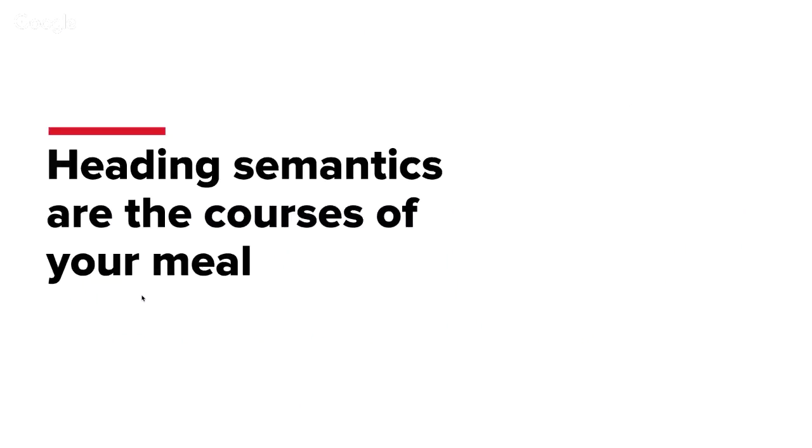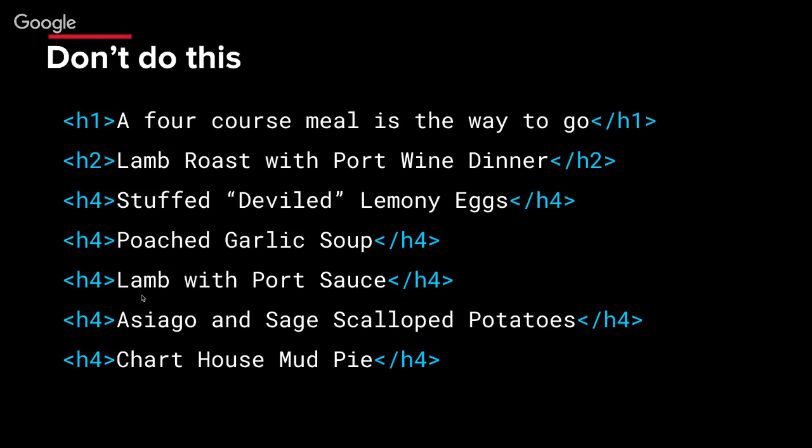This is the way I like to think of headings. Heading semantics are like the courses of your meal. So say you start off with an H1 that describes the gist of a dinner. This is what you don't want to do. So you have an H1 that is basically saying the main point of your page. A 4-course meal is the way to go.